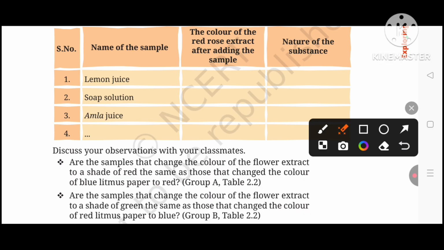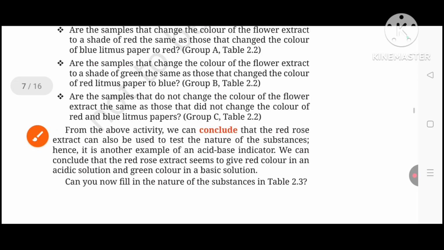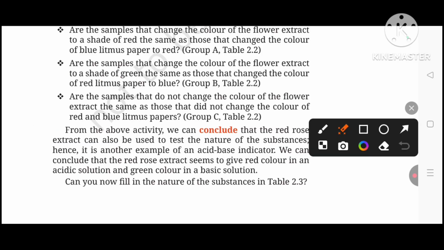So yes, the samples that change the color of the flower extract to a shade of red are the same as those that change the color of blue litmus paper to red. Are the samples that change the color of the flower extract to a shade of green the same as those that change the color of red litmus paper to blue? Yes, it is also the same. The samples that change the flower extract into red and blue litmus into red are acidic in nature, and both are the same. The samples that change the flower extract into green are the same as those that change red litmus paper into blue. So they are basic in nature.